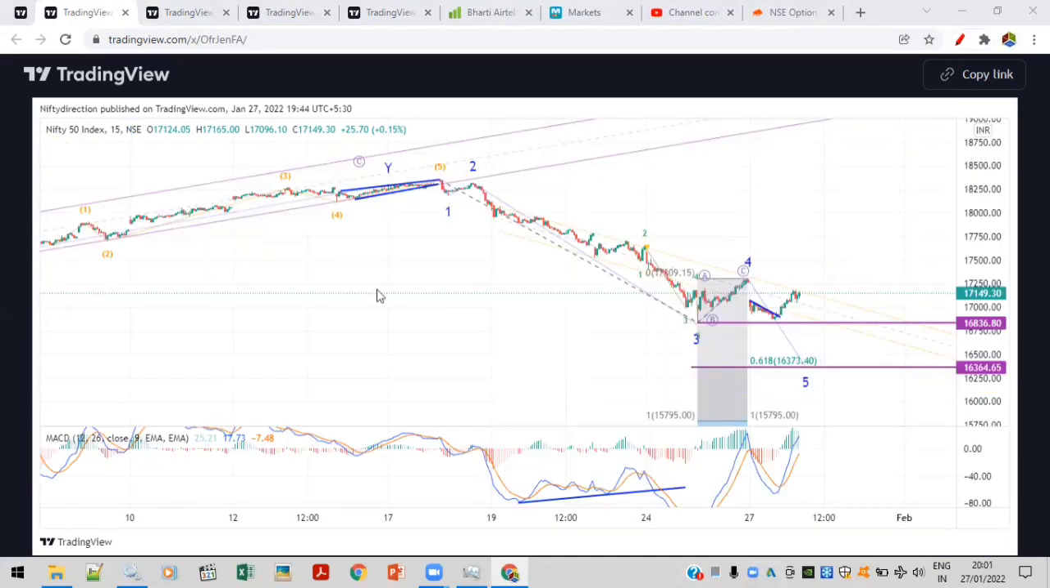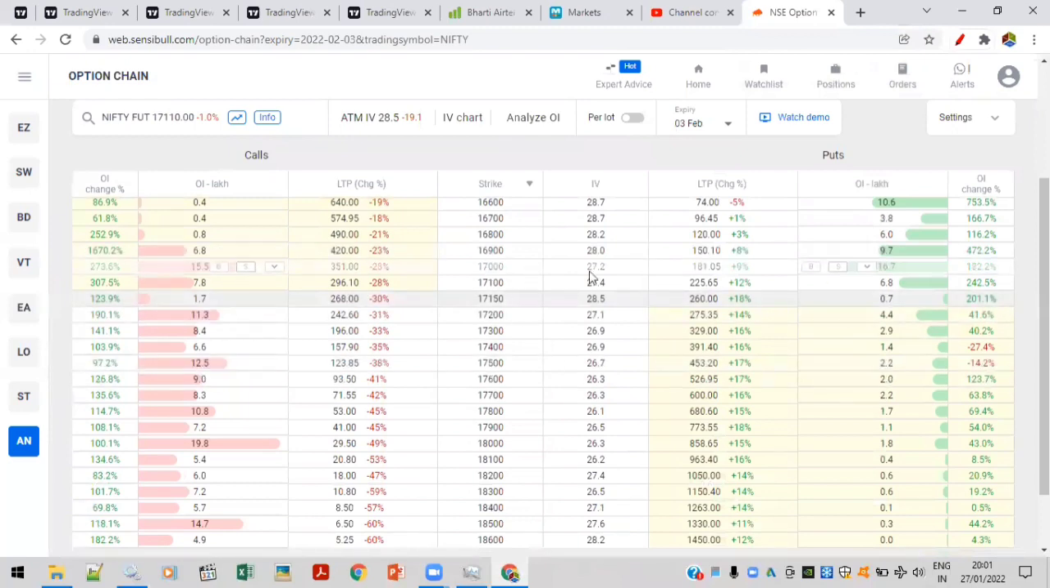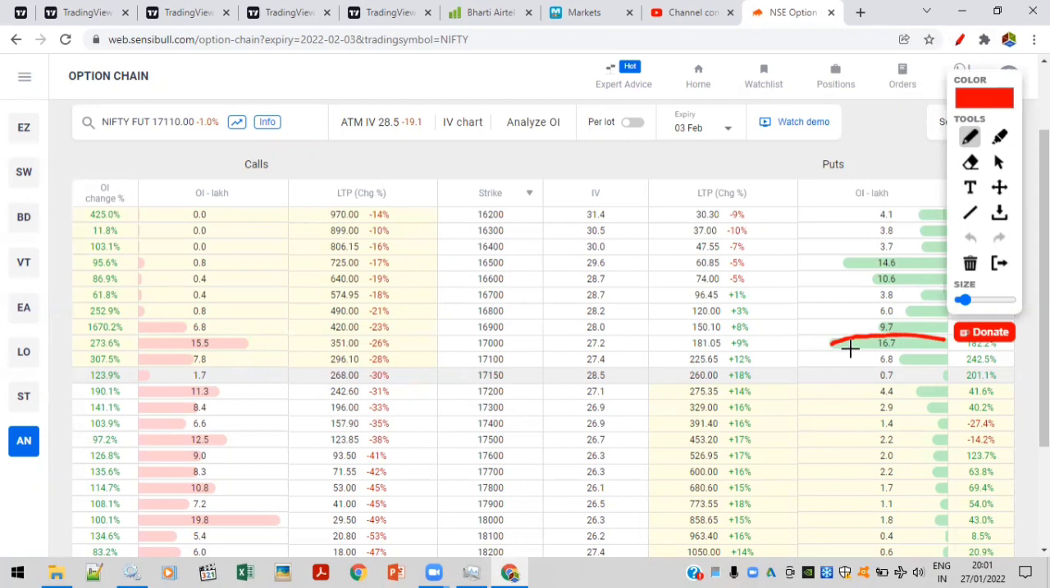Now let's see the option chain data, how it looks for the next expiry. This is Web Bull, and on the option chain I have used the 3rd Feb expiry, which is the next expiry. Here you would see that the major support for this expiry is 17,000 again, where 16.7 lakh put writers are there. Even 15.5 lakh have been added today as well. So there is clearly a fight around this level, 17,000.